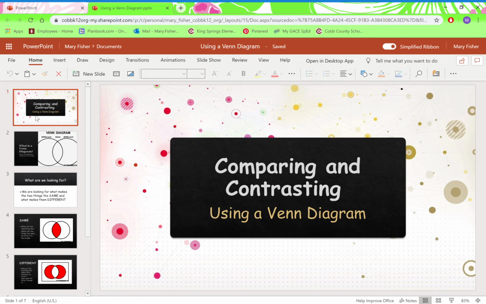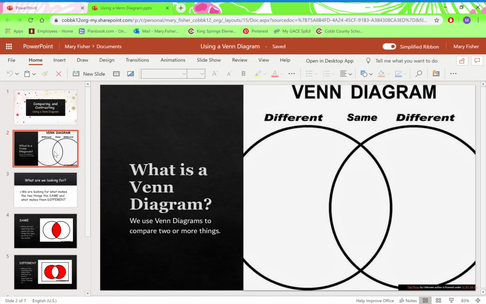Today I want to talk about comparing and contrasting by using a Venn diagram. So what is a Venn diagram? Well, we use it to compare two or more things. Sometimes we use a Venn diagram when we want to show what we know about two things that are the same and then how they are different. You'll see in the picture here, that's what a Venn diagram looks like.